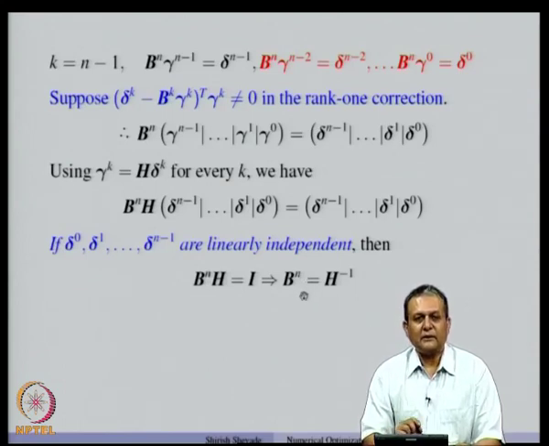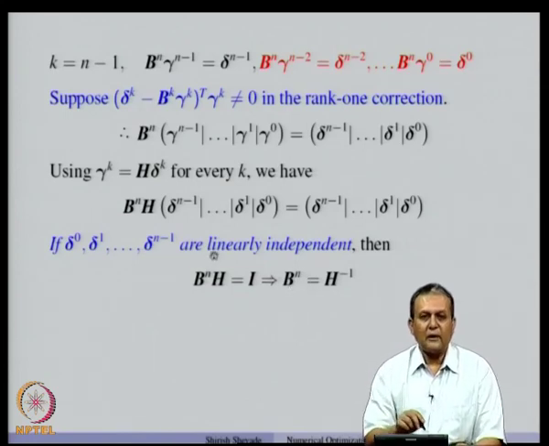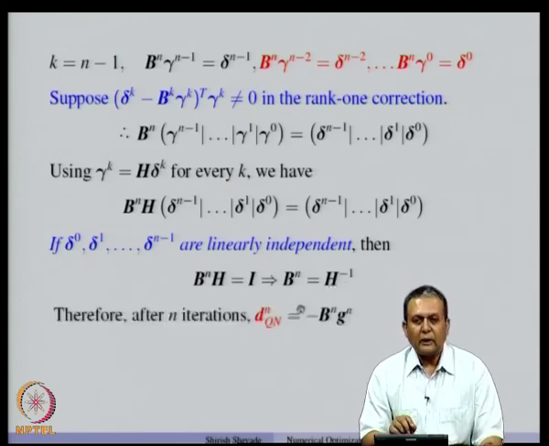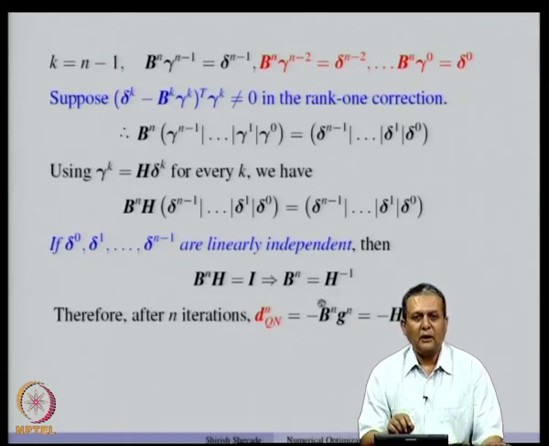So, at the end of n iterations, we have the matrix Bn to be H inverse, which is nothing but the inverse of the Hessian. Remember that we did not make any assumption about B0. We start from any B0, and if we ensure that the hereditary property holds and delta 0 to delta n minus 1 are linearly independent, then at the end of n iterations, we have Bn to be H inverse. At that point, the Quasi-Newton direction for the n plus 1th iteration is minus Bn into Gn, and this is nothing but minus H inverse into Gn, because we have seen that Bn is H inverse.